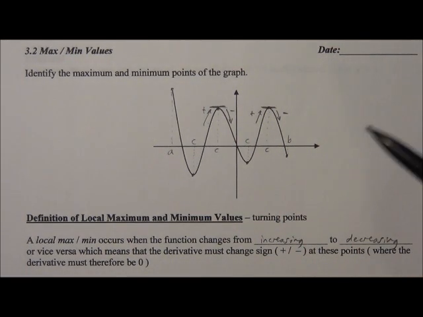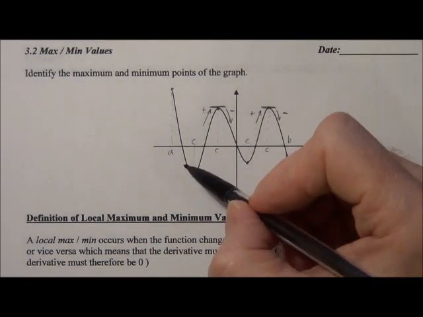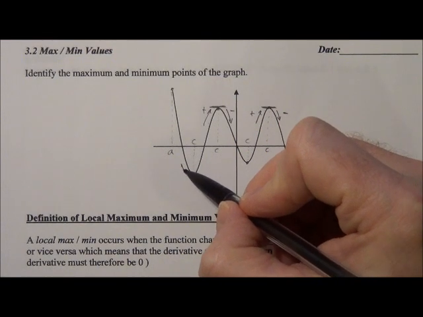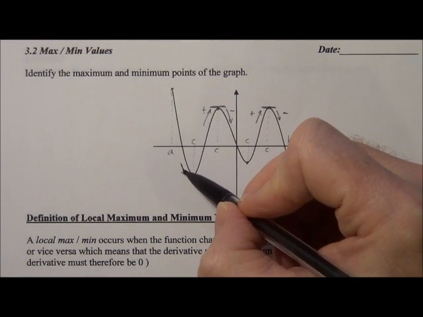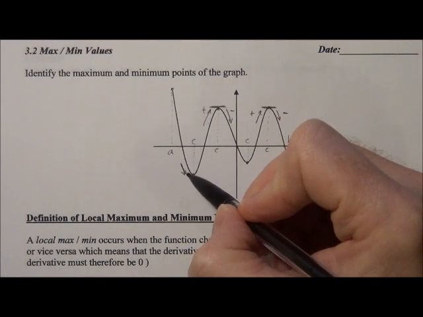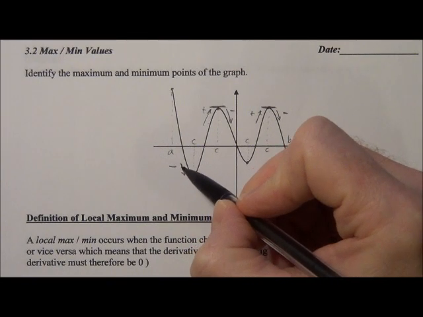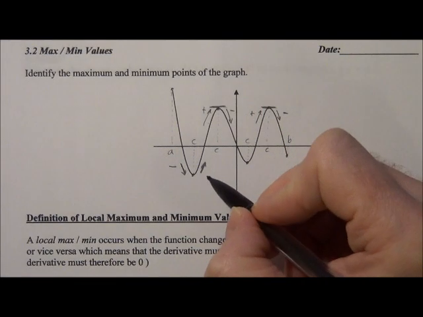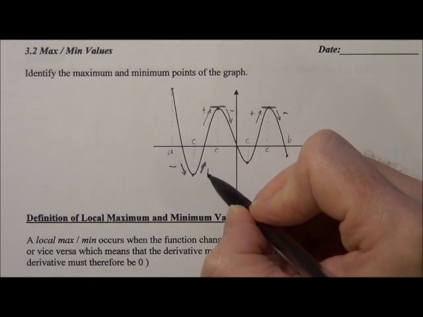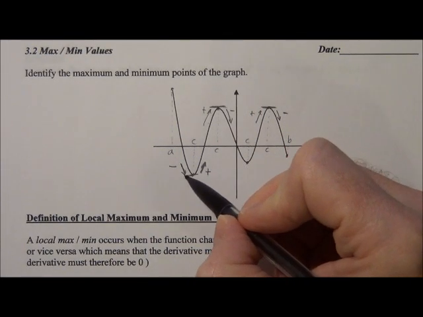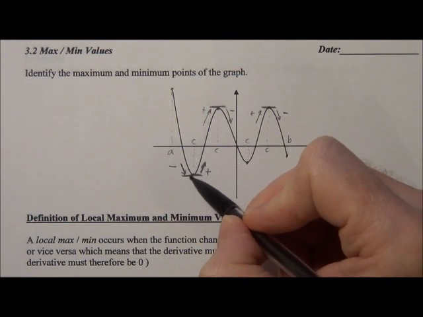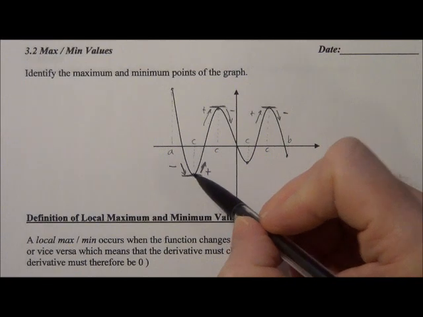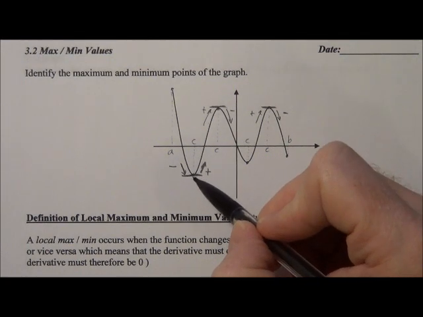And then of course with the vice versa part of this, talking about local minimums, we see that the function is decreasing, which means that the slope of the tangent is negative, so the derivative is negative. Here the function is increasing, so the slope of the tangent is positive, so the derivative is positive, and right there the derivative has a slope of 0, meaning that it's neither increasing nor decreasing.